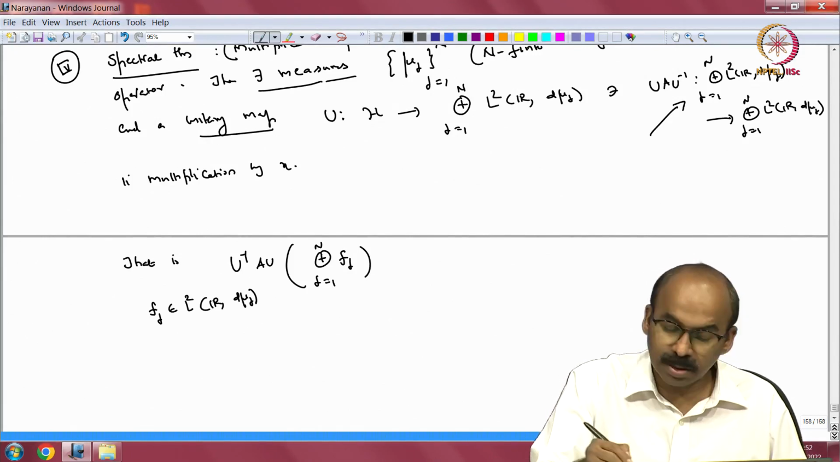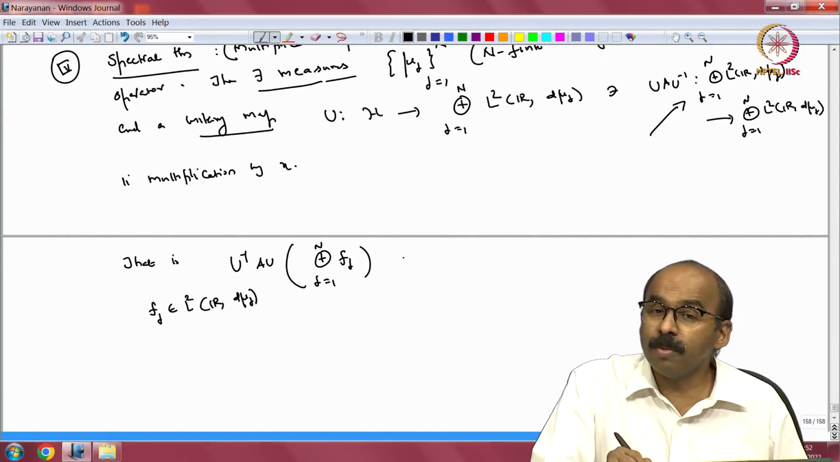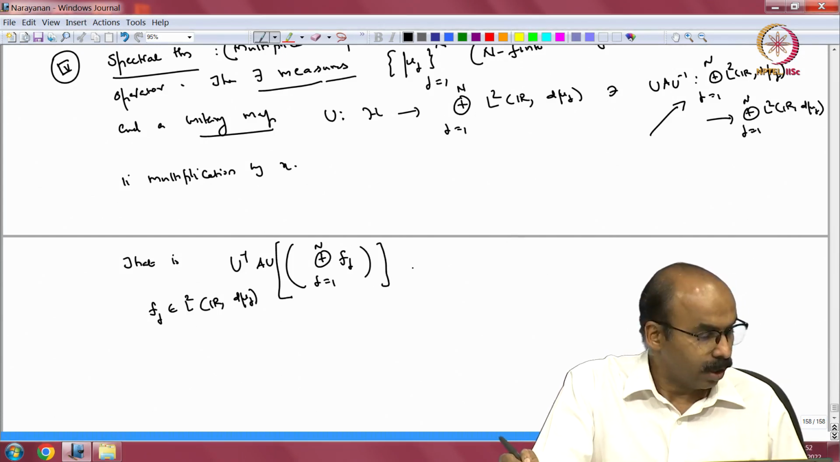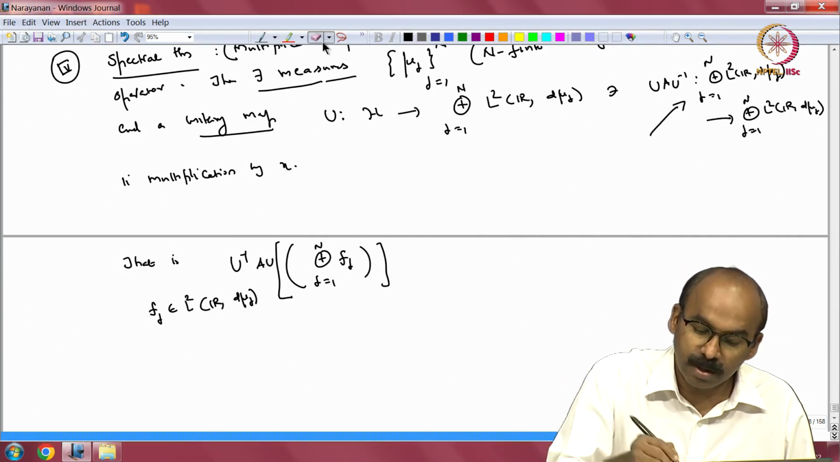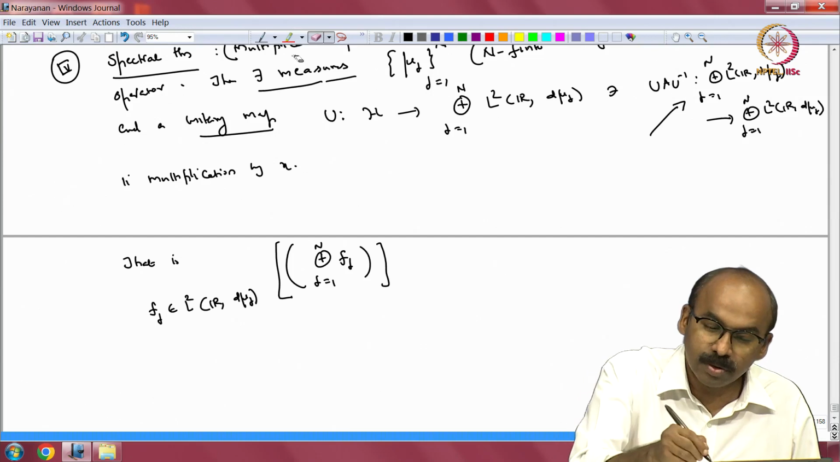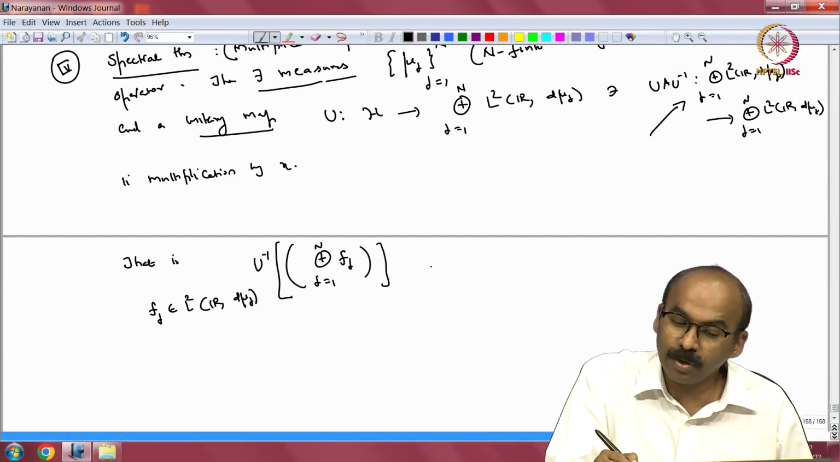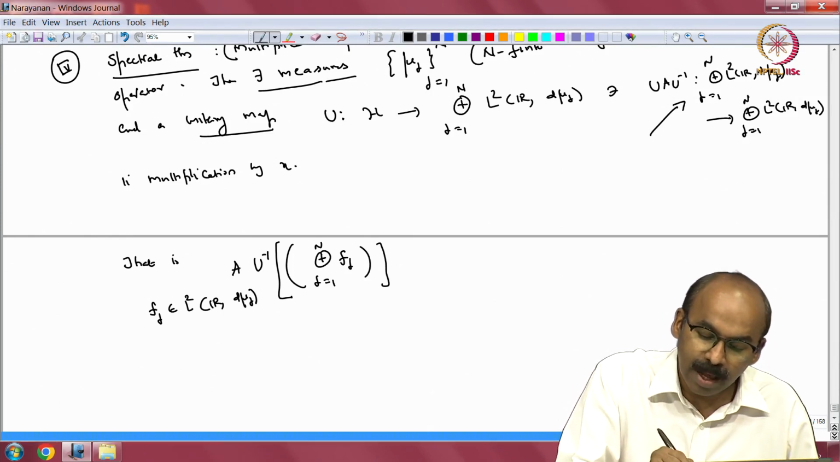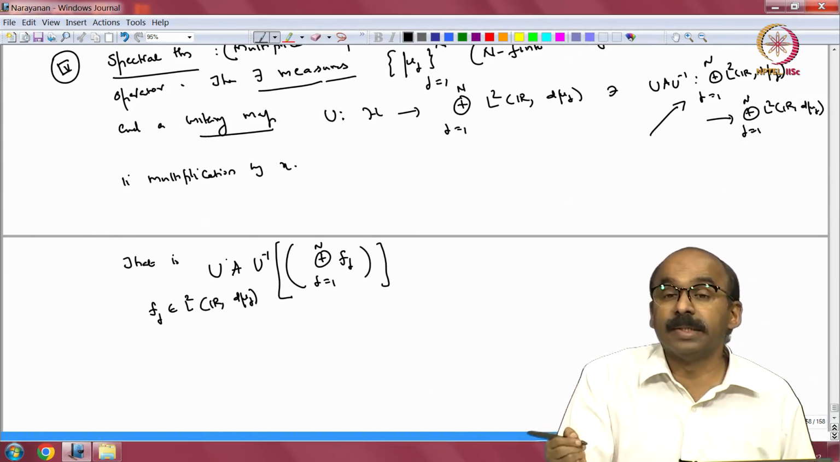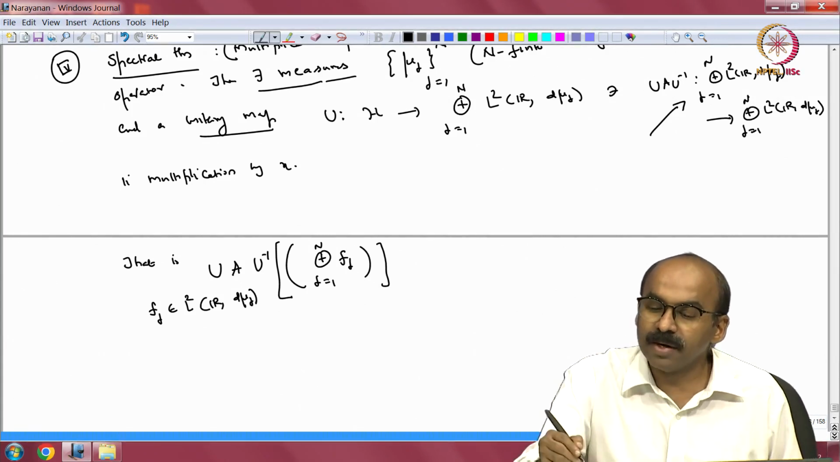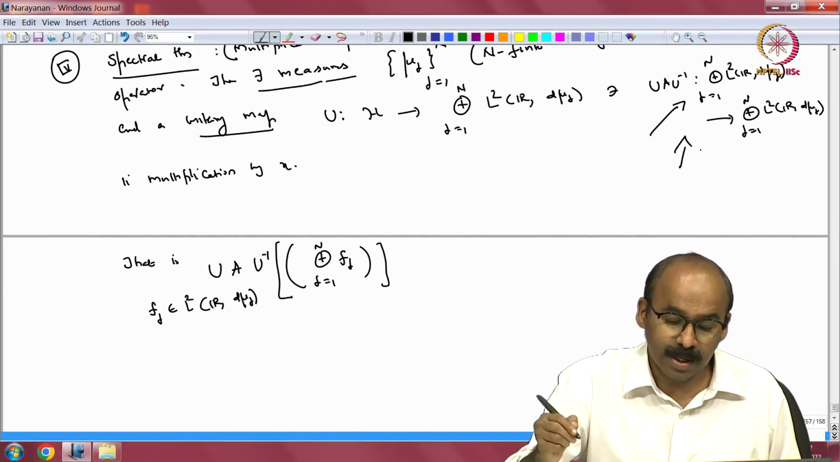So, this is going to be a function. Maybe my u inverse went in the opposite direction. So, it should be u inverse here. That will pull it back to H, apply A and then go back to your L2 space. So, that is u A u inverse. Here I have written it correctly, u A u inverse.